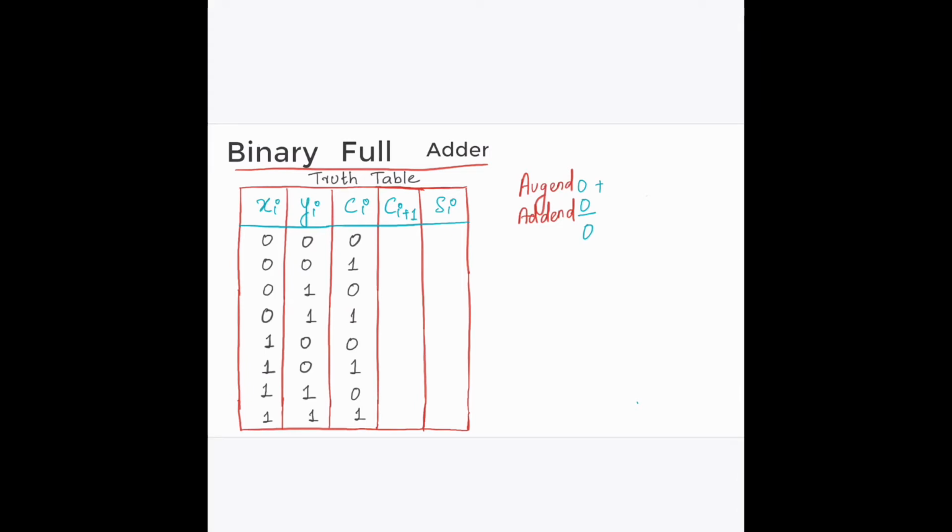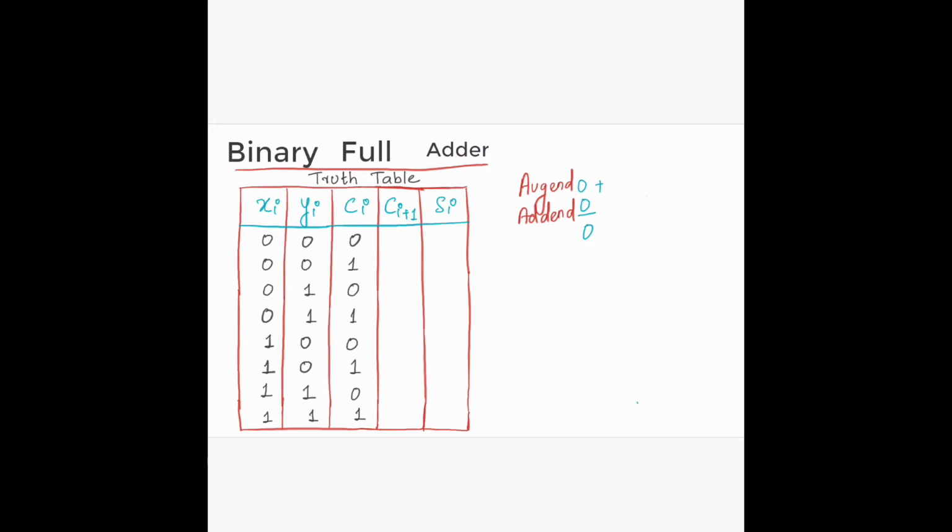Dear students, in this video we discuss the binary full adder. The binary full adder is basically used for arithmetic operations, or basically addition. It can be used in bigger circuits or in microcontrollers for arithmetic operations.